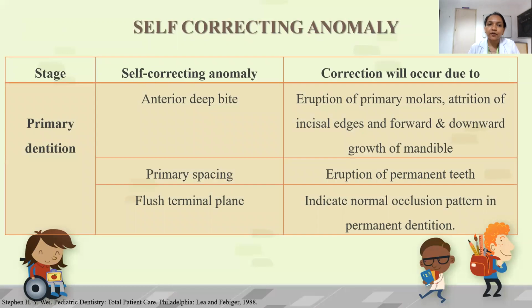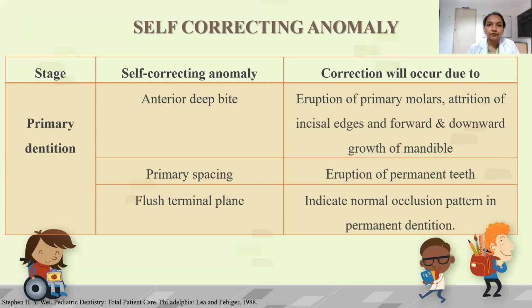What are the self-correcting anomalies present in primary dentition? Anterior deep bite, primary spacing, and flush terminal plane. Anterior deep bite is corrected by the eruption of primary molars and a little bit of attrition of incisal edges and forward and downward growth of mandible.